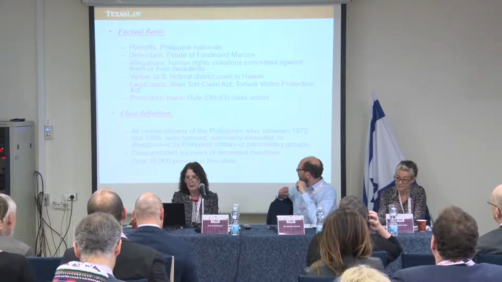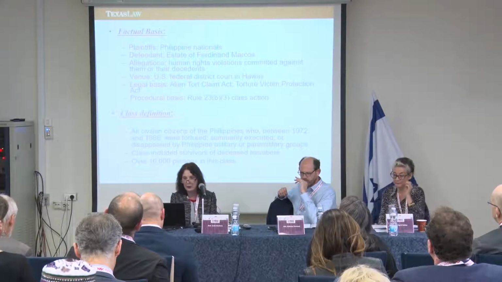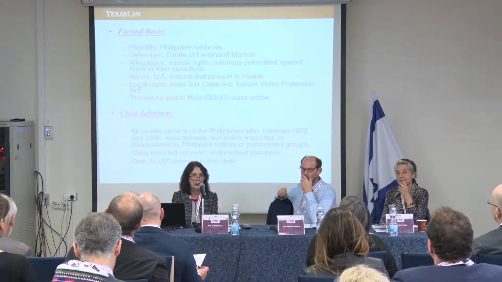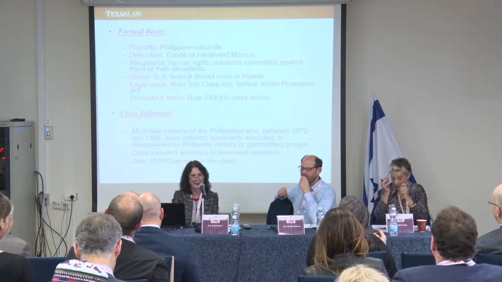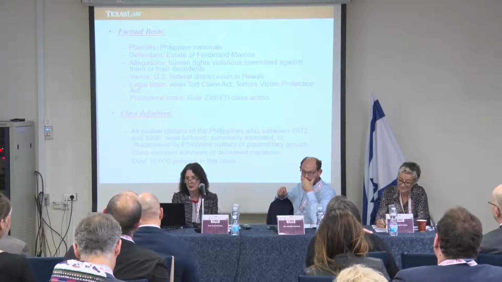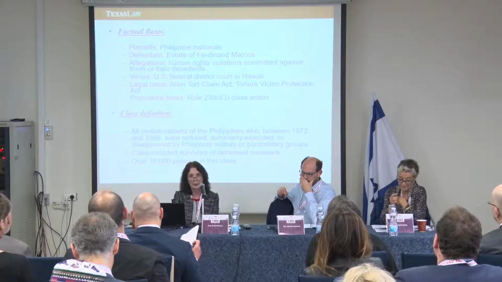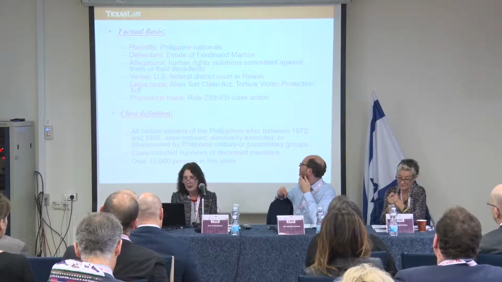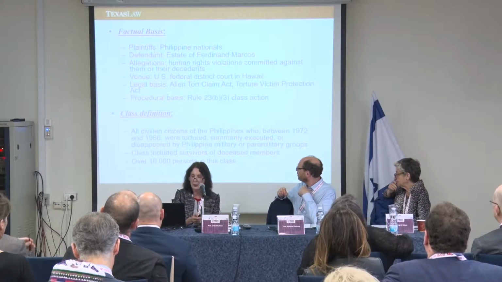The plaintiffs here were Philippine nationals. It was brought against his estate. The allegations were human rights violations committed against the survivors or their heirs or descendants who are still alive. It was brought in federal court in Hawaii, which was kind of fortunate for all the lawyers who were working on this case because they got to spend a lot of time in Hawaii. And it was brought under the Alien Torts Claims Statute and the Torture Victims Protection Act. So that was the substantive jurisdictional base, and it was brought as a class action, a Rule 23(b)(3) damage class action. So they were seeking compensatory damages. And up there is the class definition of who it included, and there were about 10,000 people included in this class.